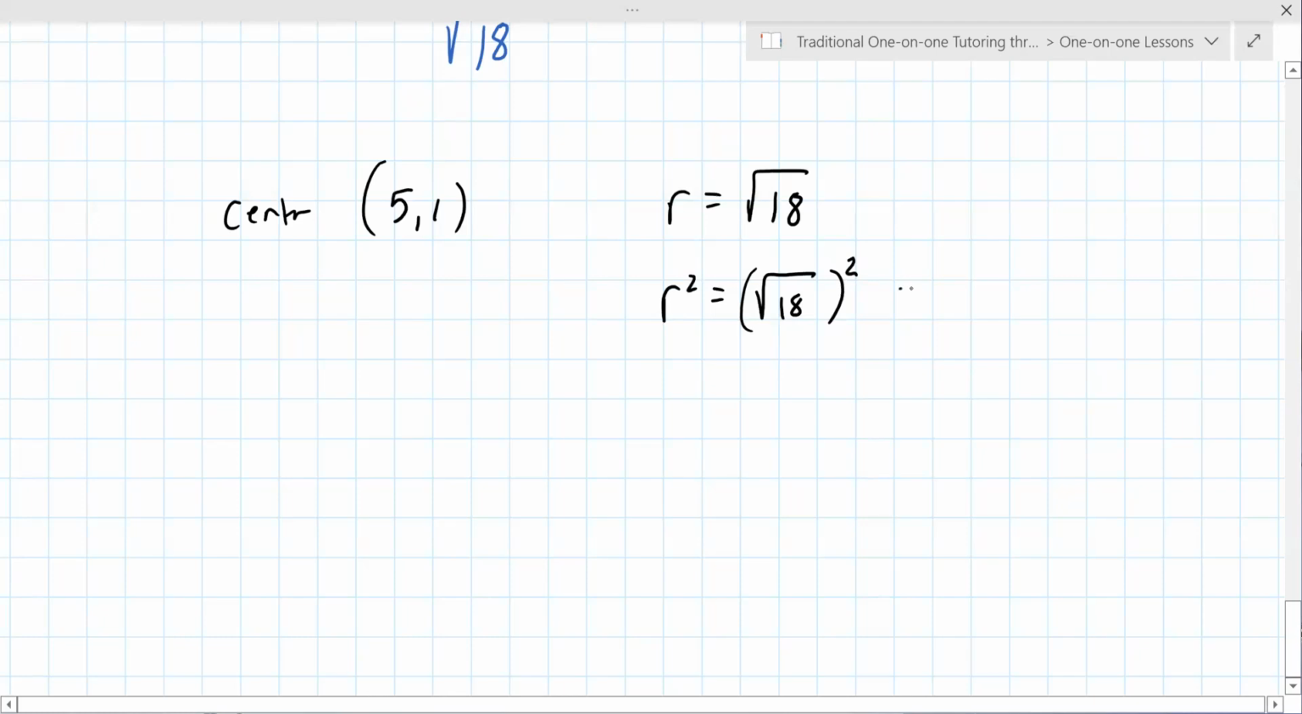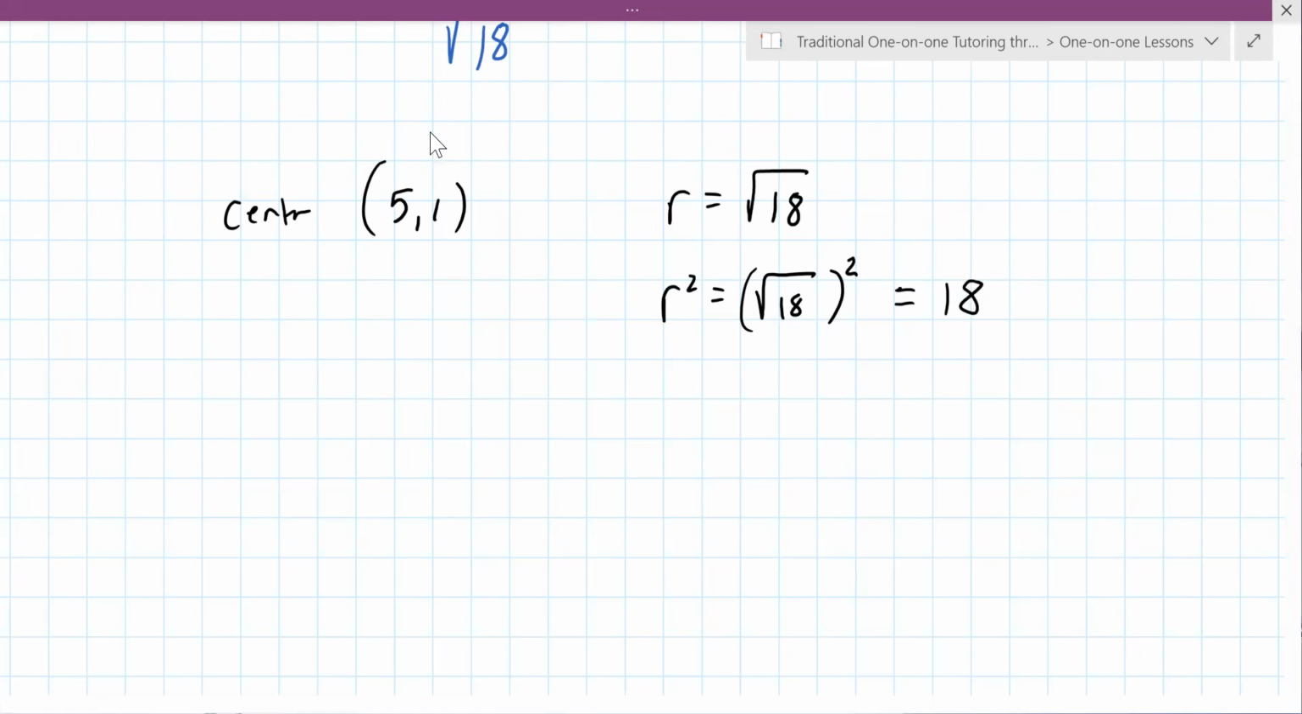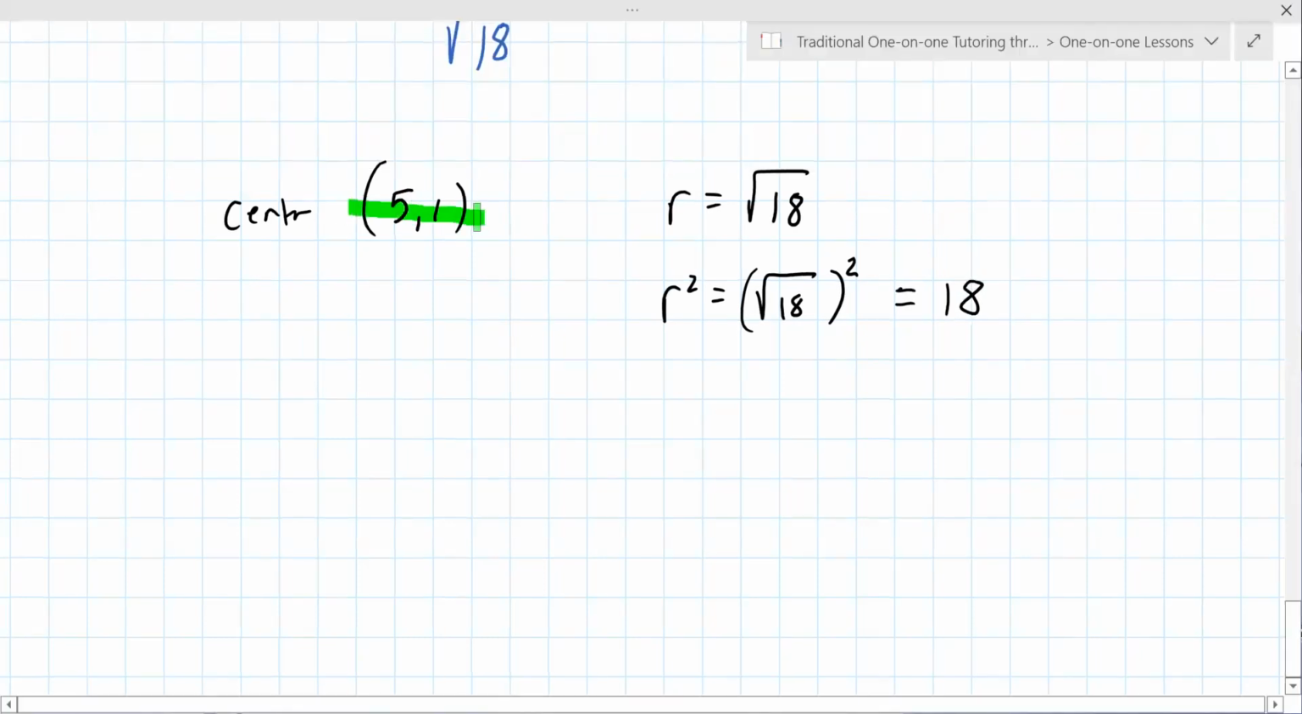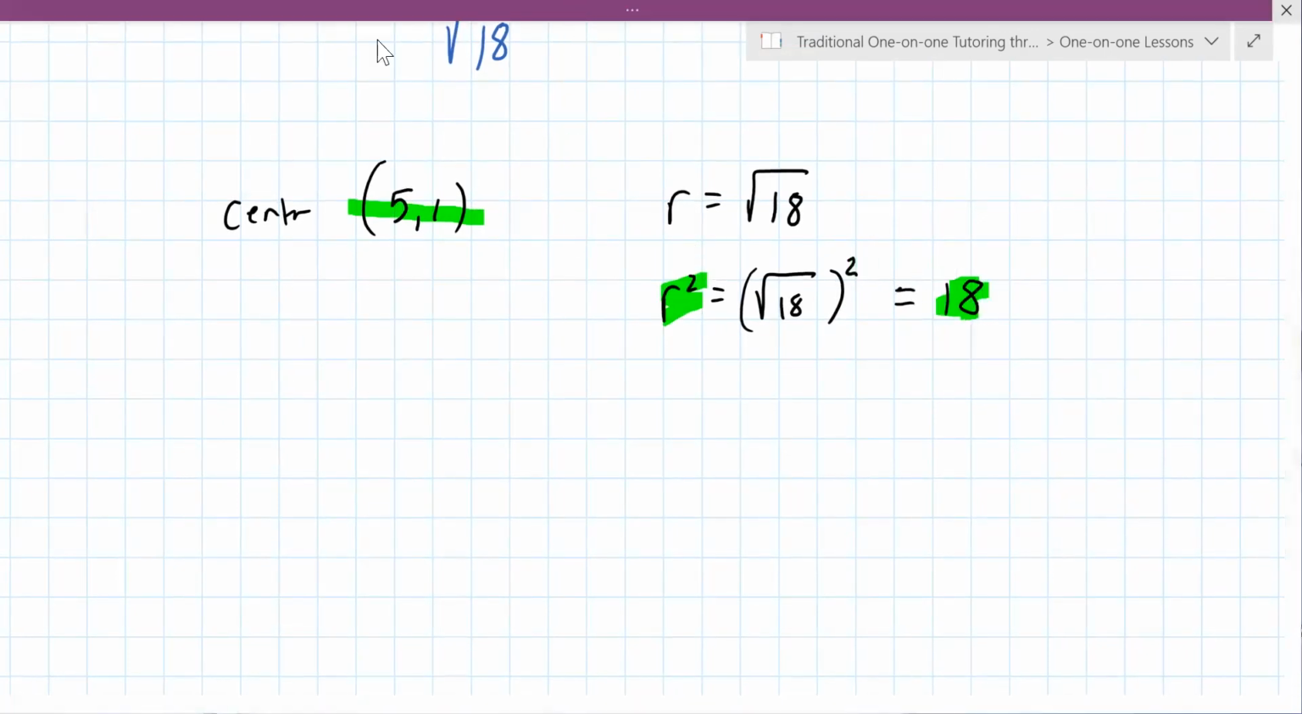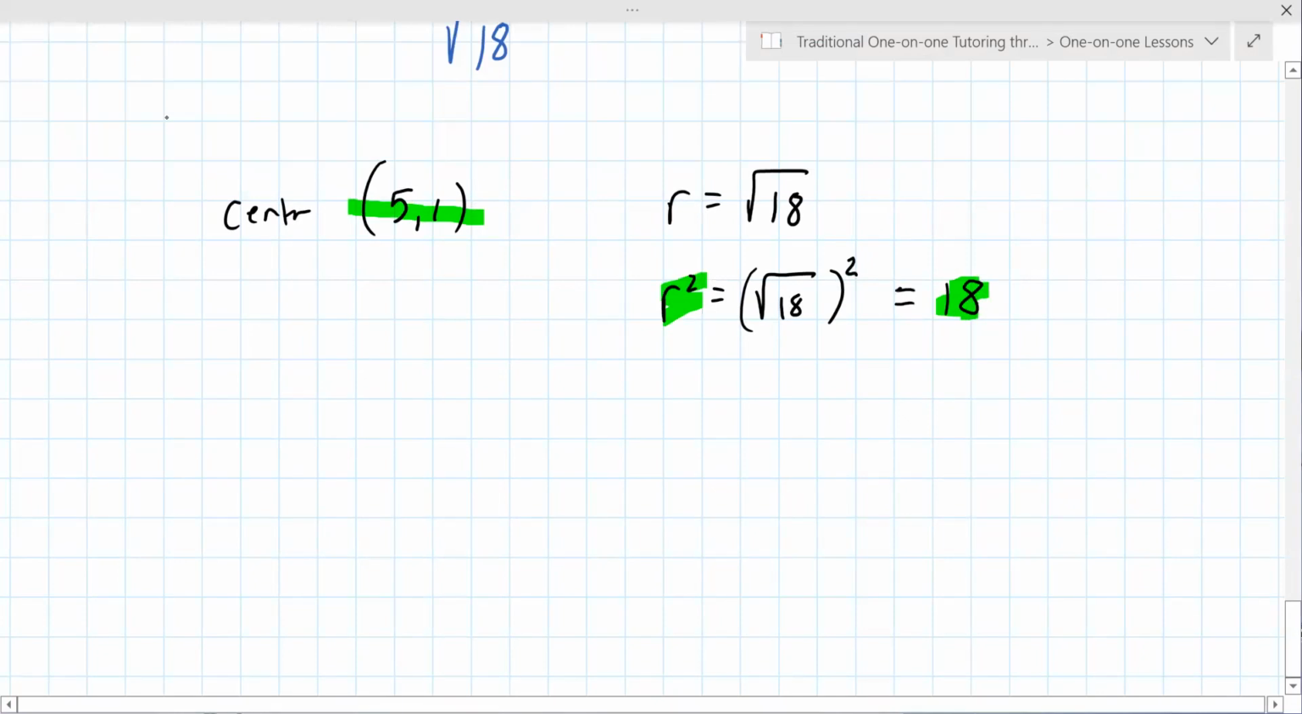Undoing the square root just gives you the number underneath. So you now have enough to write the equation, because you have the center, h and k, and you know that r squared is 18. So I want you to write the equation of the circle, please.